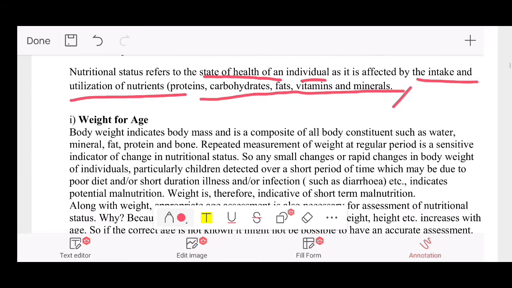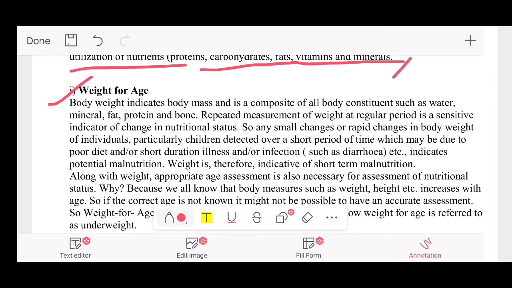So at first we will see weight for age, which means at this age, at 7 or 8, whether this weight is correct or not. Body weight indicates body mass. It is the composite of all body constituents such as water, mineral, fat, protein and bone. The human body is made up of all these things, so along with this, the body mass of the individual is known as the body weight.